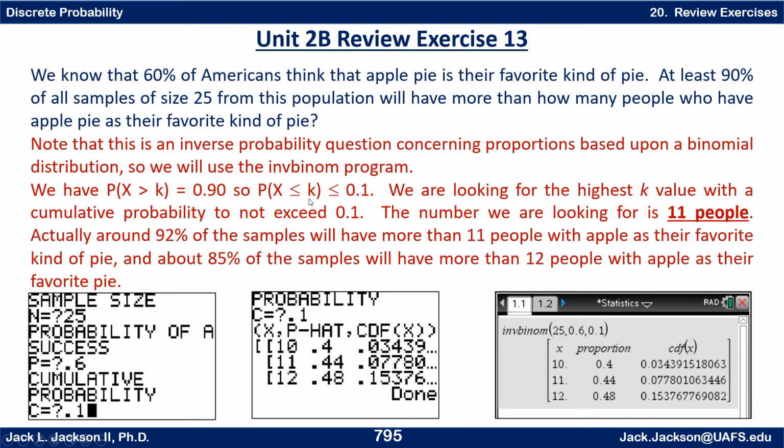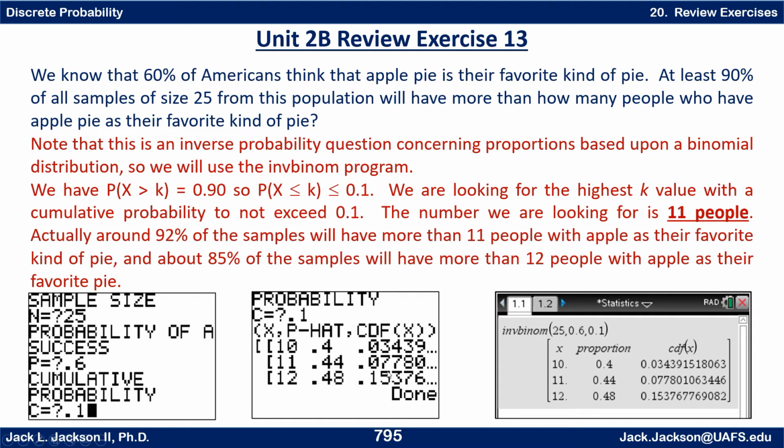So what are we looking for? We're looking for how many people, at least 90% of all samples of size 25 from this population will have more than how many people? The people is over here in the x. We're looking for that. And we want this to be at least 90% above this. So you really want 1 minus these CDFs. So this would be 0.96 here. This would be 0.93. This would be 0.85. So we're looking for the highest k value with the cumulative probability not going over 0.1. So the answer we're looking for is 11. So 11 is the one where it's not going over that.